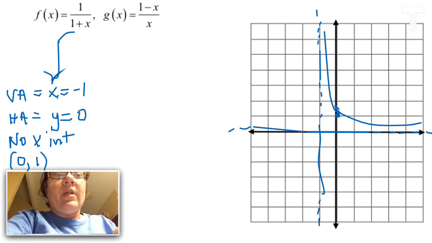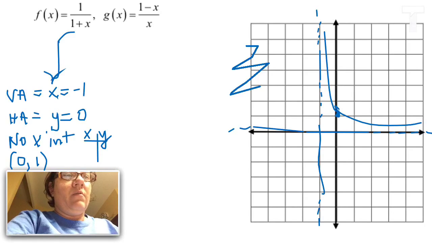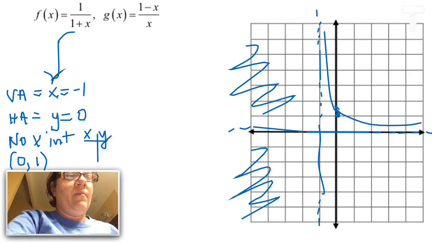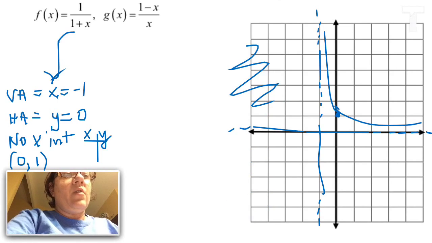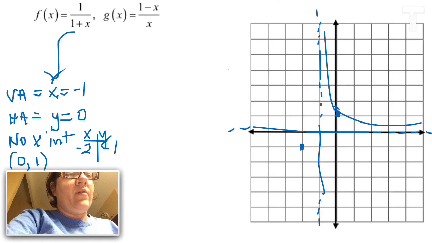So I'm going to make a little tiny xy table, and I really need to check a number to the left of the vertical to see if I'm in either this second region or this third region. Now, of course, I'll have to erase those. And so I'm going to try just to the left of the vertical asymptote, which is -2. And if I plug that into the equation, I'll have 1 over 1 plus -2, which will be a -1. So the graph is looking like this.